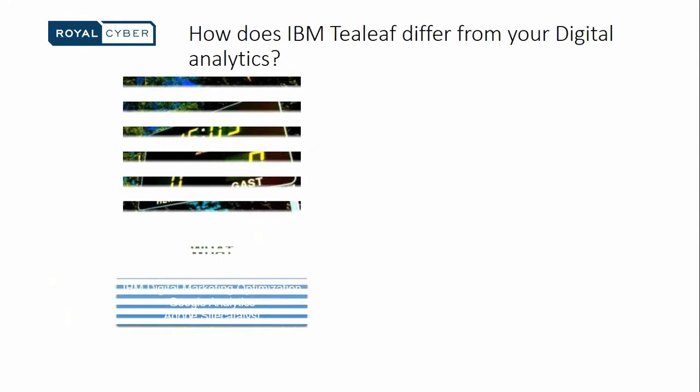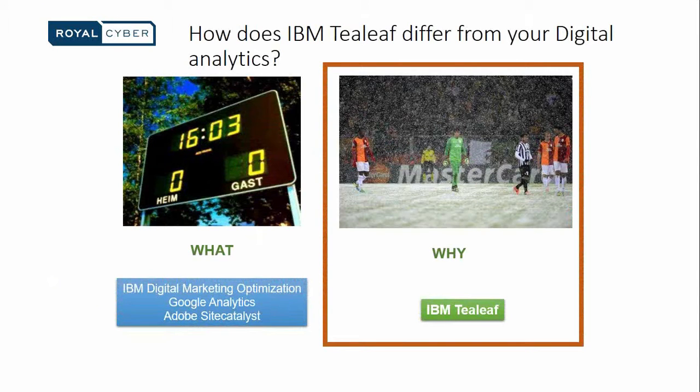So in simple terms, what is the difference between traditional analytics and Tealeaf? For example, on my screen you can see the score at this point of time, which is 0 and 0. You can say what the score or the revenue is on a given website, or how many users are using my website at this point of time. But what is Tealeaf? It tells you why that happened. For example, you can replay the complete game again and see what exactly went wrong, why they haven't scored, like 1-0 or 2-0 or 3-0, why it is only 0-0 at this point of time. So this is where the difference is.